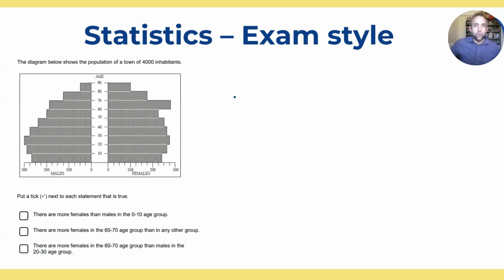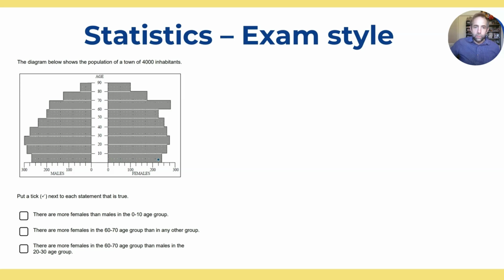So the diagram shows a population of a town of 4,000 inhabitants. And we've got the males on the left-hand side here, the females on the right. And then we've got three statements. So let's check this first one. There are more females than males in the 0 to 10 age group. So this first bar here is our 0 to 10 age group.